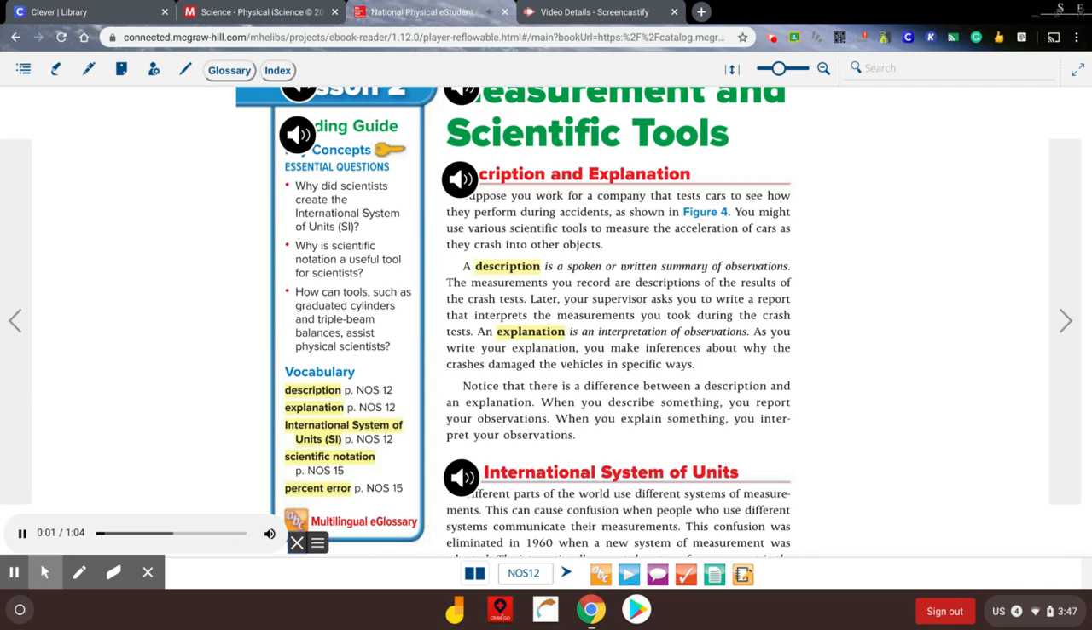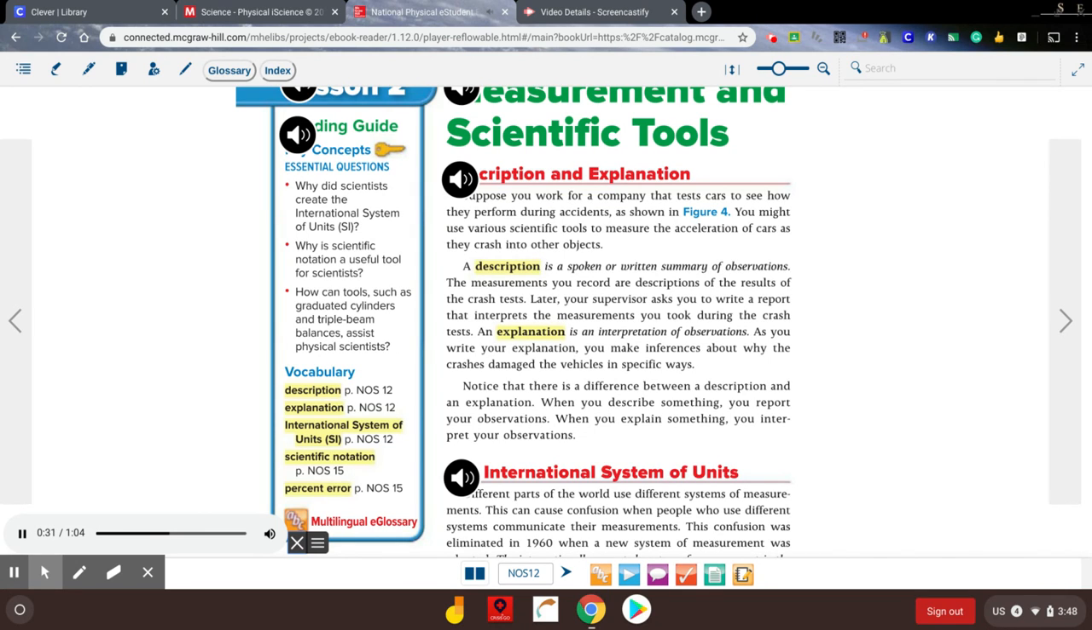Description and explanation. Suppose you work for a company that tests cars to see how they perform during accidents, as shown in Figure 4. You might use various scientific tools to measure the acceleration of cars as they crash into other objects. A description is a spoken or written summary of observations. The measurements you record are descriptions of the results of the crash tests.